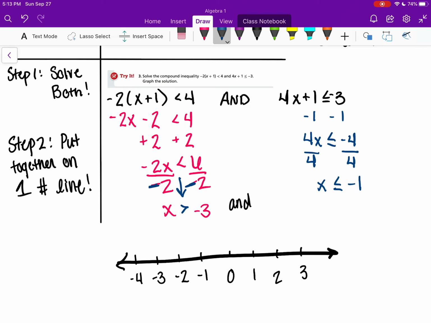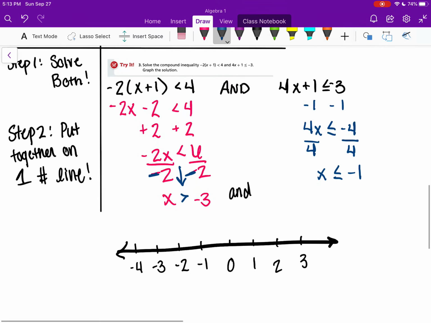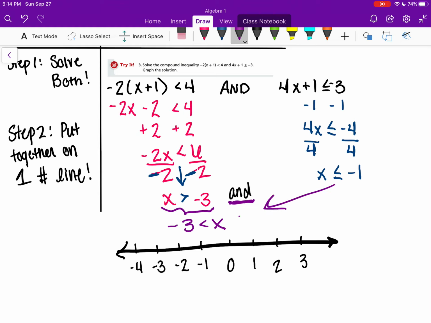And so now we're going to start to graph these. We're still going to graph them on the same number line. But since this is an and statement, we can write that as a compound inequality, like we did in that first example because of the and. So since I want to write it as a compound, I'm going to flip this around, and notice I want to write it as negative 3 is less than x, and now I can include this. X is less than or equal to negative 1.